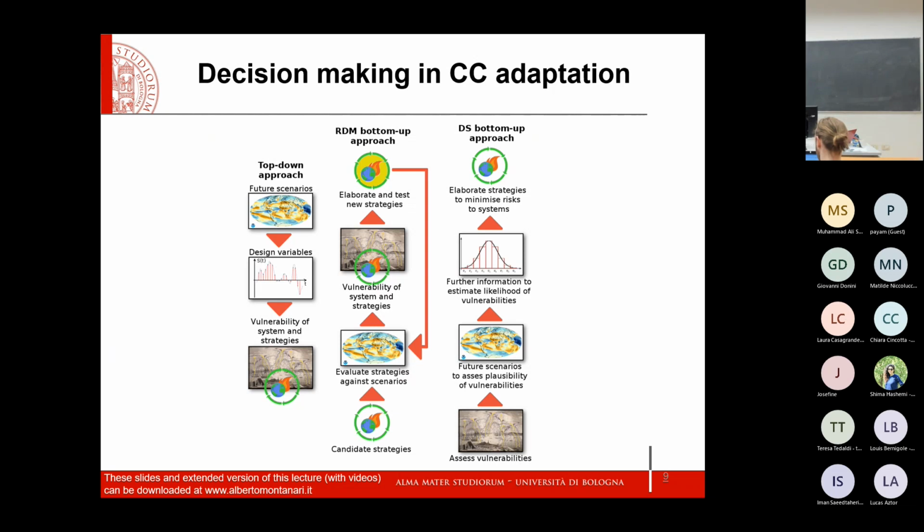The other method that I am mentioning here, which is in the right column, starts from vulnerabilities. So what is the problem? And then the future scenarios are used to estimate the future vulnerabilities. So now my problem is a heat wave. Okay, fine. I use the future scenario to see how the heat wave will develop in the future.